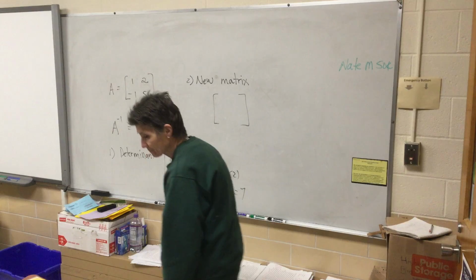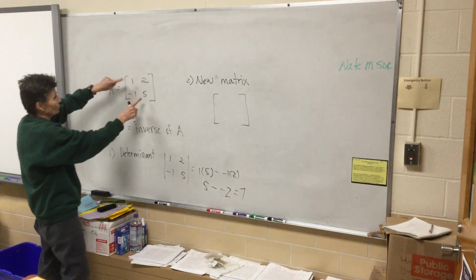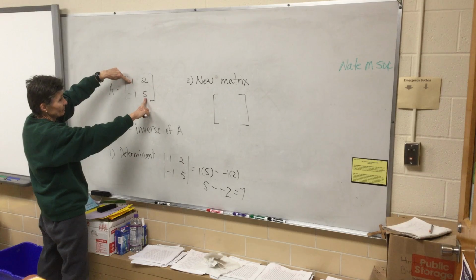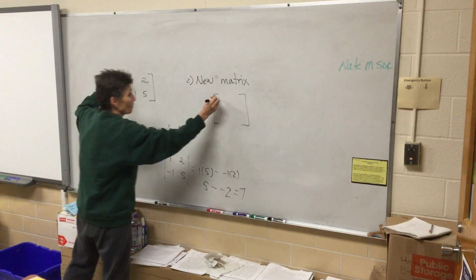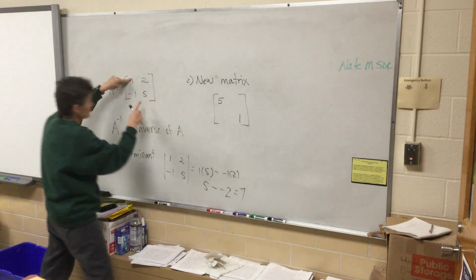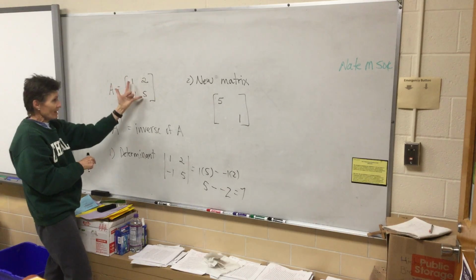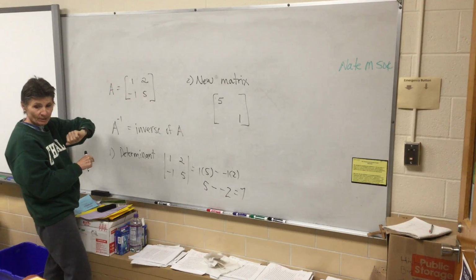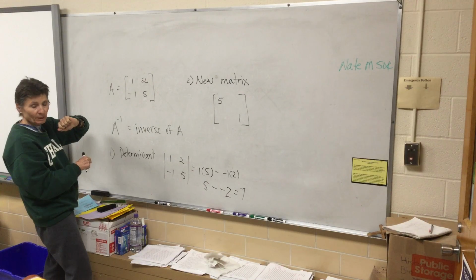Jaden, thank you. All right, so here we go. To build the new matrix, look where my fingers are. These two numbers, right here where my fingers are pointing, they switch places. So 5 goes here and 1 goes here. These two numbers right here where my fingers are literally switch. So the 5 comes up here and the 1 comes down here. Whatever they are, they switch places.